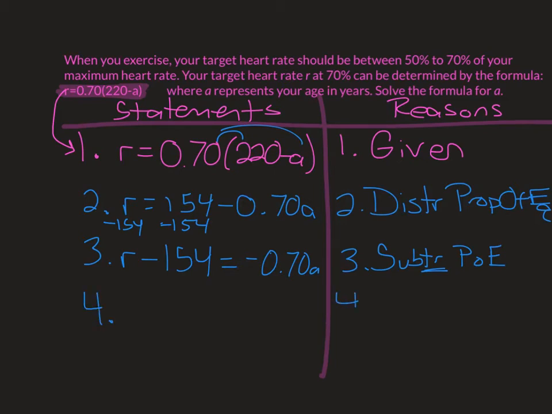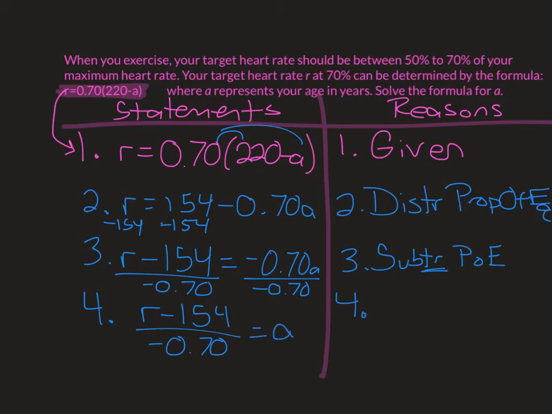So we're going to keep going on. Notice that I number my statements and my reasons, so it's very obvious what reason goes with what statement. Now, in order to get A alone, I need to divide by negative 0.70. I'm going to do that to both sides. So what I'm left with is R minus 154 all over negative 0.70, and over here, those cancel, leaving me with A. How did I do that? I divided. So this would be your division property of equality.